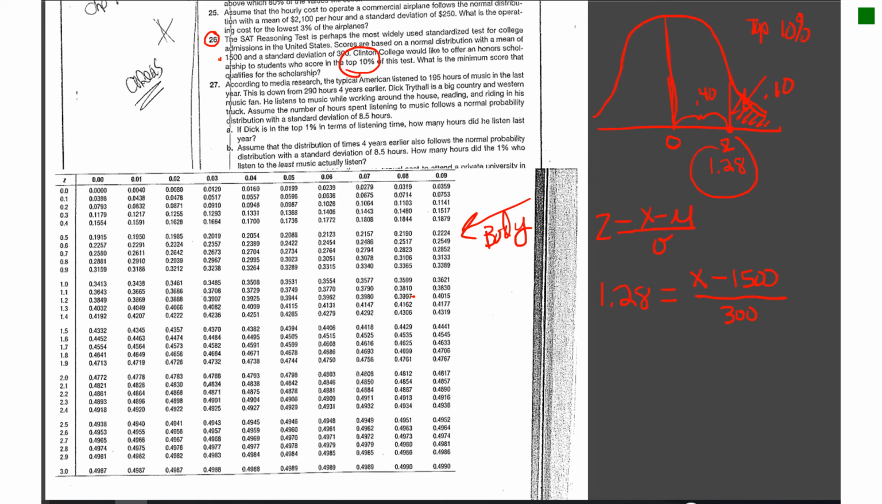So you cross multiply. So you take 300, multiply that by 1.28 equals x minus 1500. And then of course you add 1500 and the final answer is right at 1,884 would be your final answer. So that's how you basically would use a percent to get the area, then to go backwards essentially to look up a z value and then plug it into your z equation to solve for x.